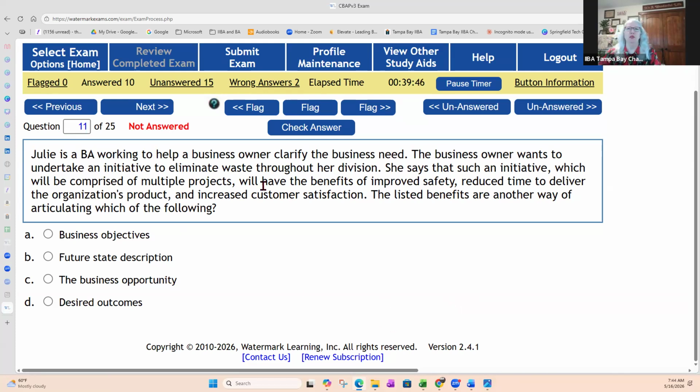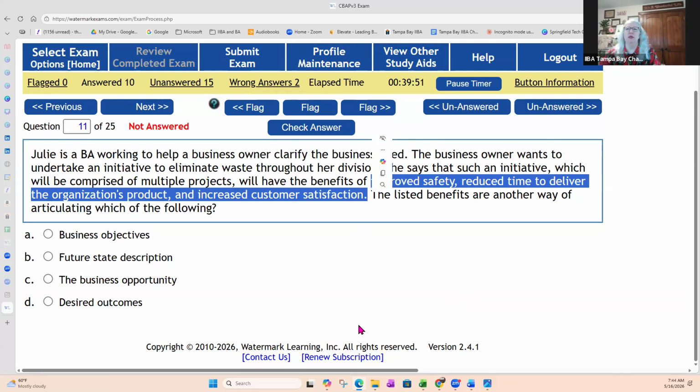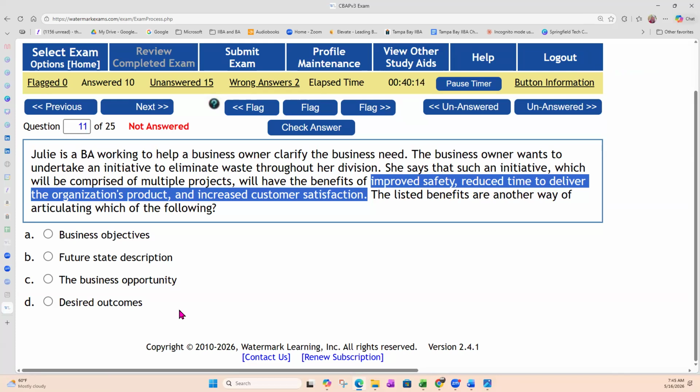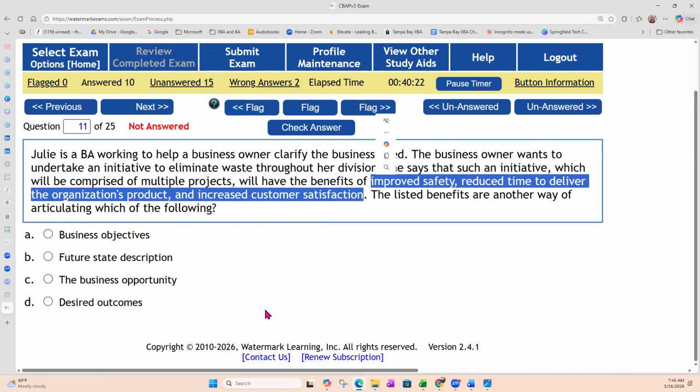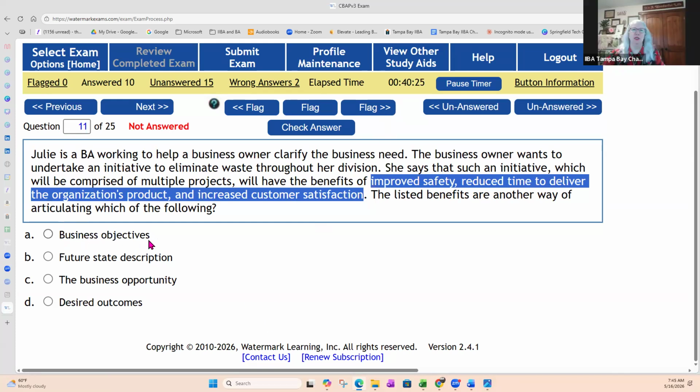So this is what she wants. Here's the benefits of this. This is the thing we're asking. These are listed benefits. Does this articulate business objectives, future state description, the business opportunity, or desired outcomes? What can we eliminate off this list? Eliminate business objectives because they need to be SMART, and this is more like the benefits. I agree. Very good. So we're going to eliminate business objectives.